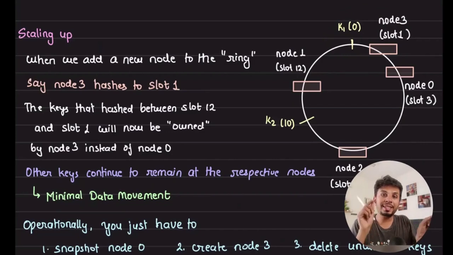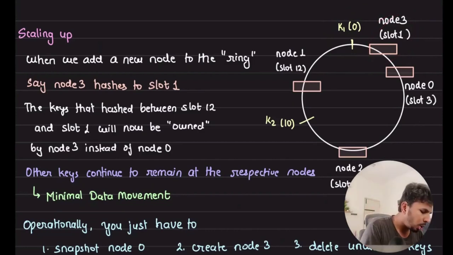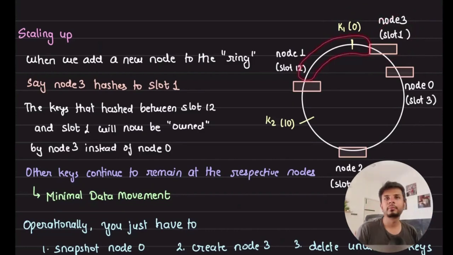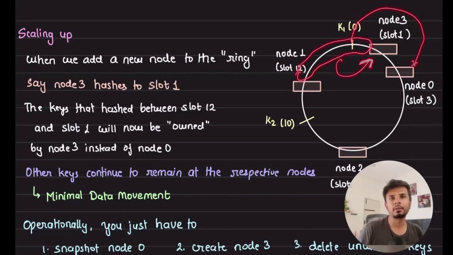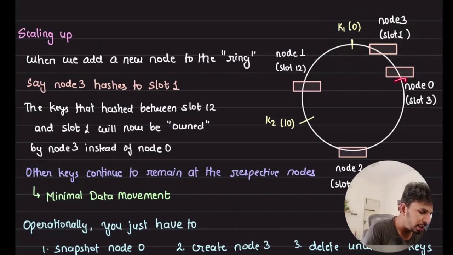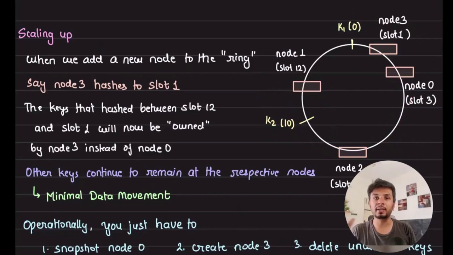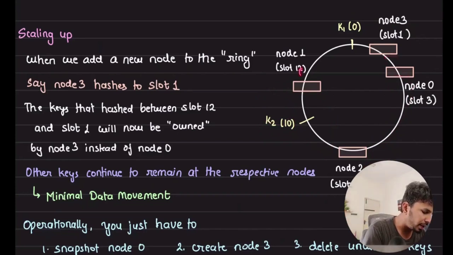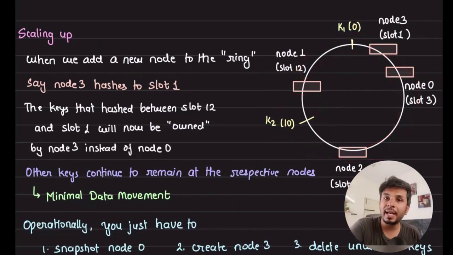So the keys that got affected when I added node 3 at slot 1 were all the keys that lie over here. All the keys that lie over here used to go to node 0, but will now go to node 3. Got it? But all these other keys that used to go to node 2 will continue to go to node 2. All these keys that used to go to node 1 will now go to node 1. No changes there. So the only keys that got affected are this small fraction, while every other key remains as is. Minimal data movement. This is what we are talking about.